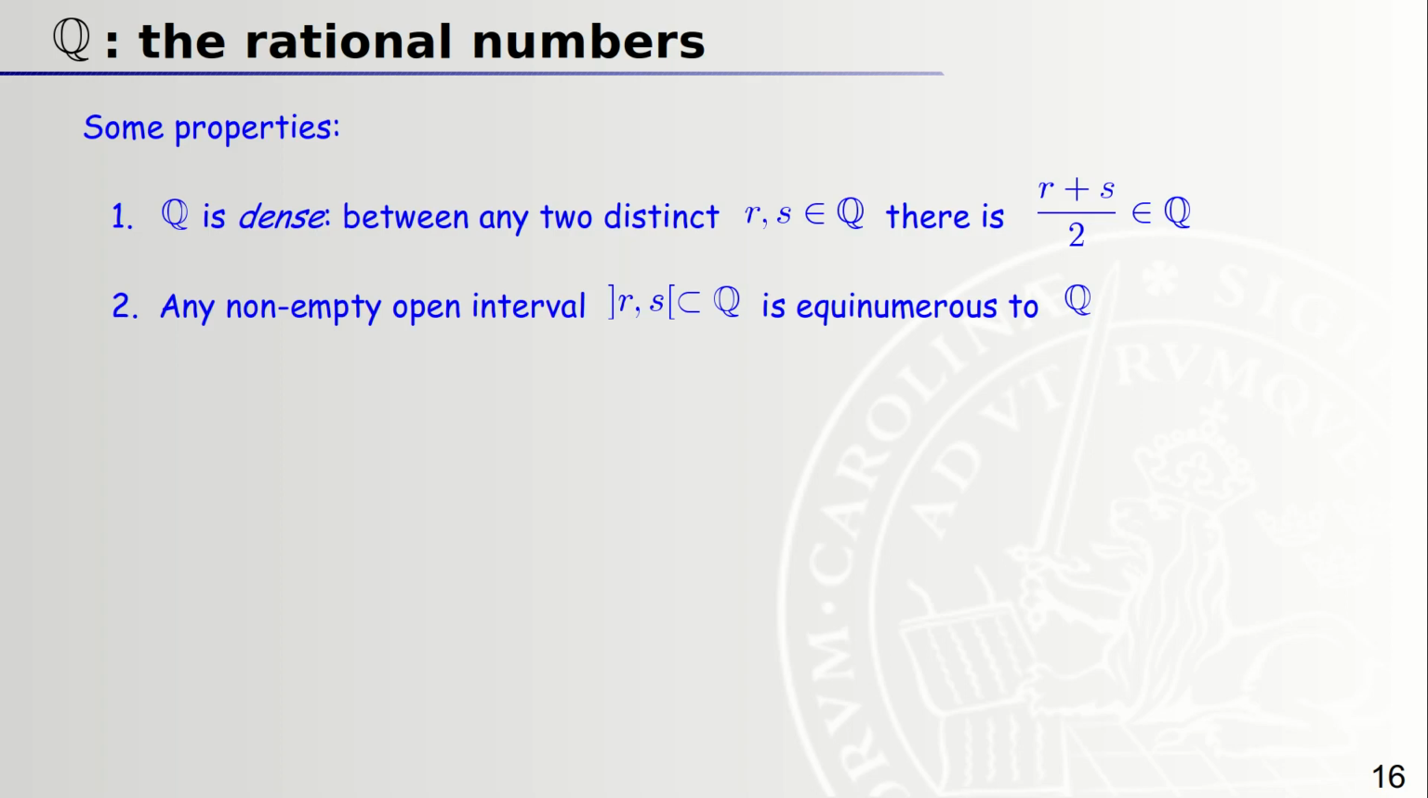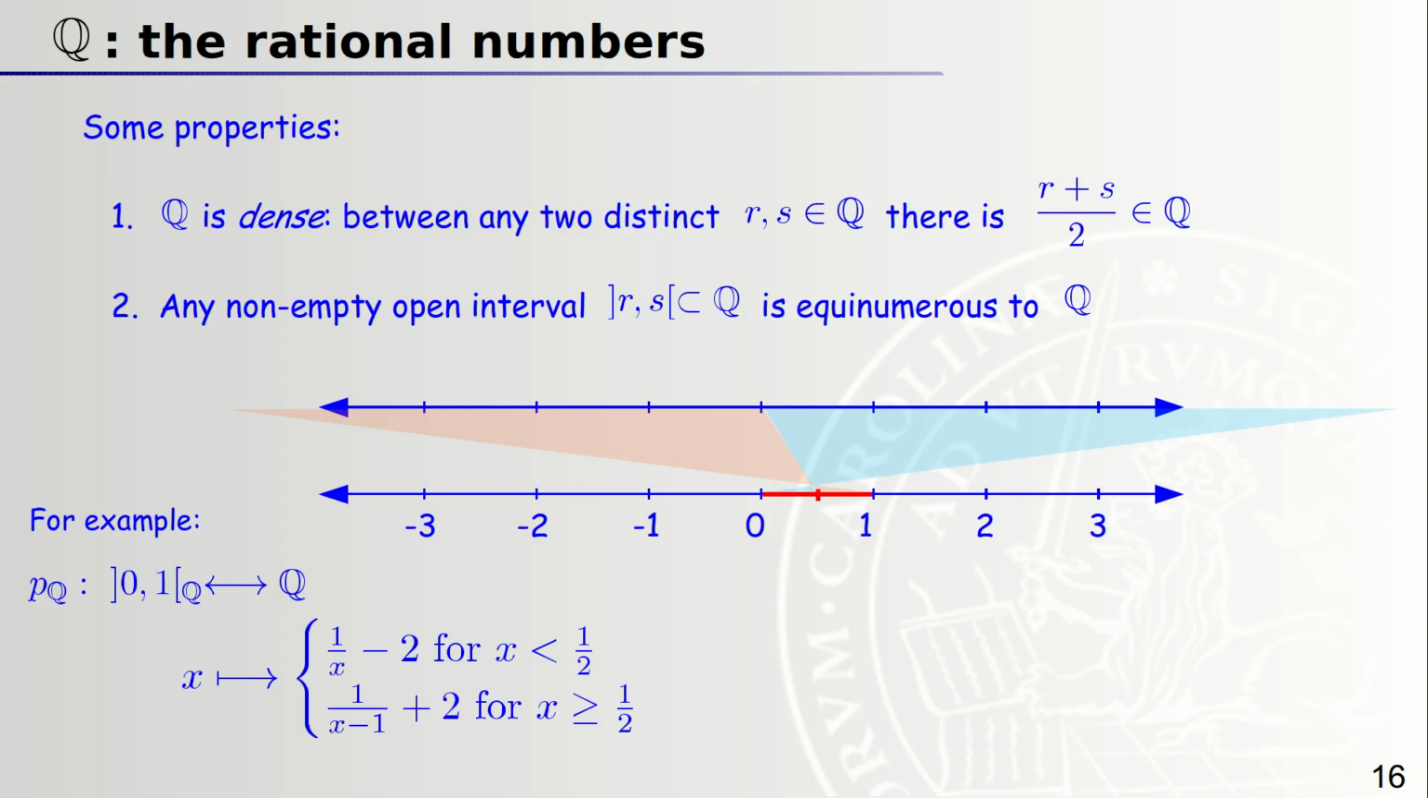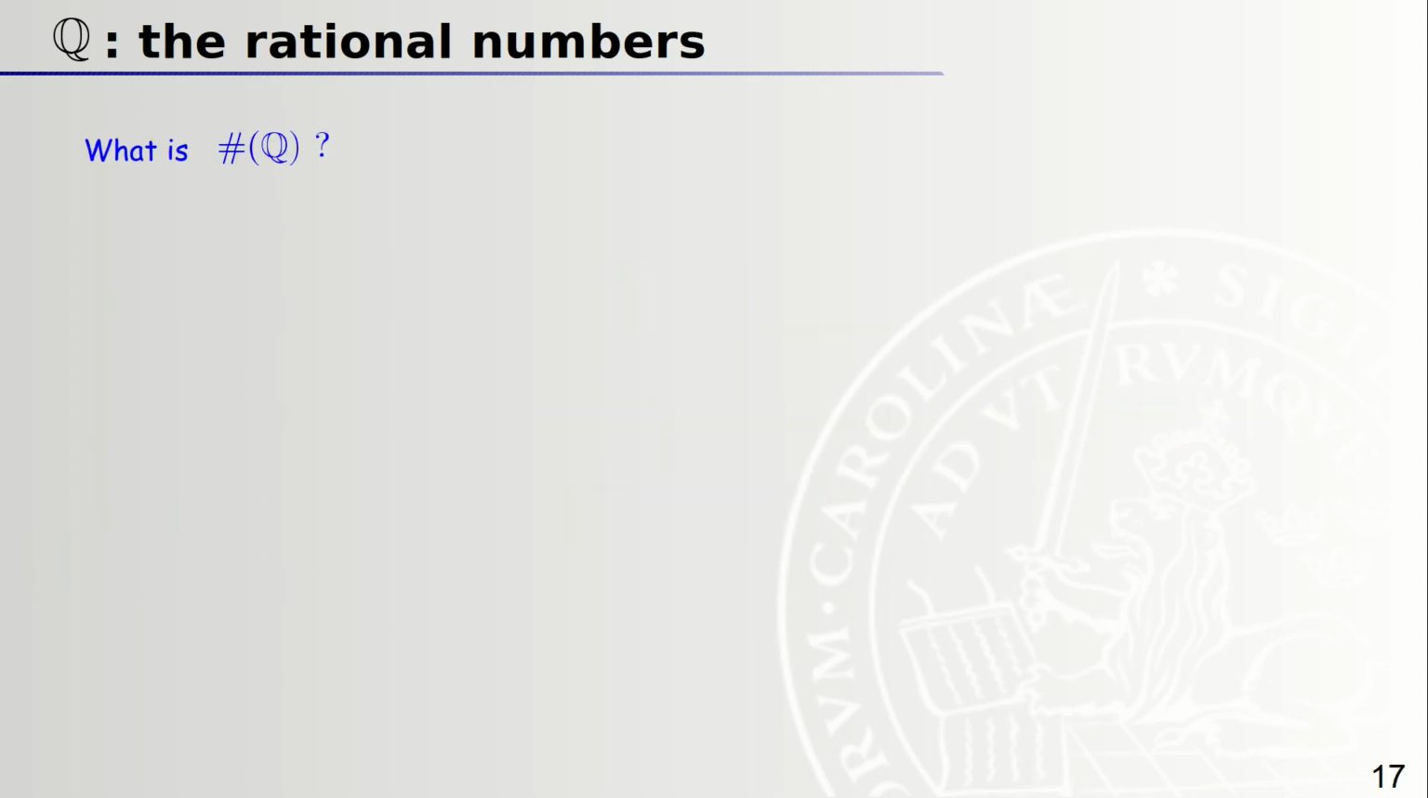Secondly, any non-empty open interval of rational numbers, no matter how small, has exactly as many elements as all the rational numbers combined. To see this, one can easily construct a bijection between an open interval and the entire number line, like so. With that in mind, let's see how many rational numbers there are.